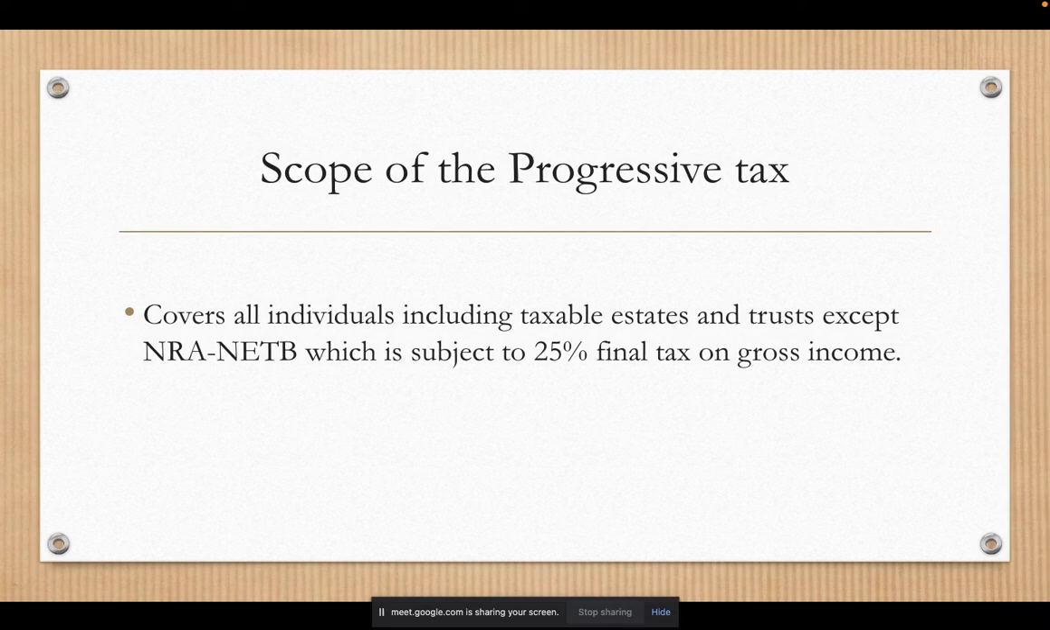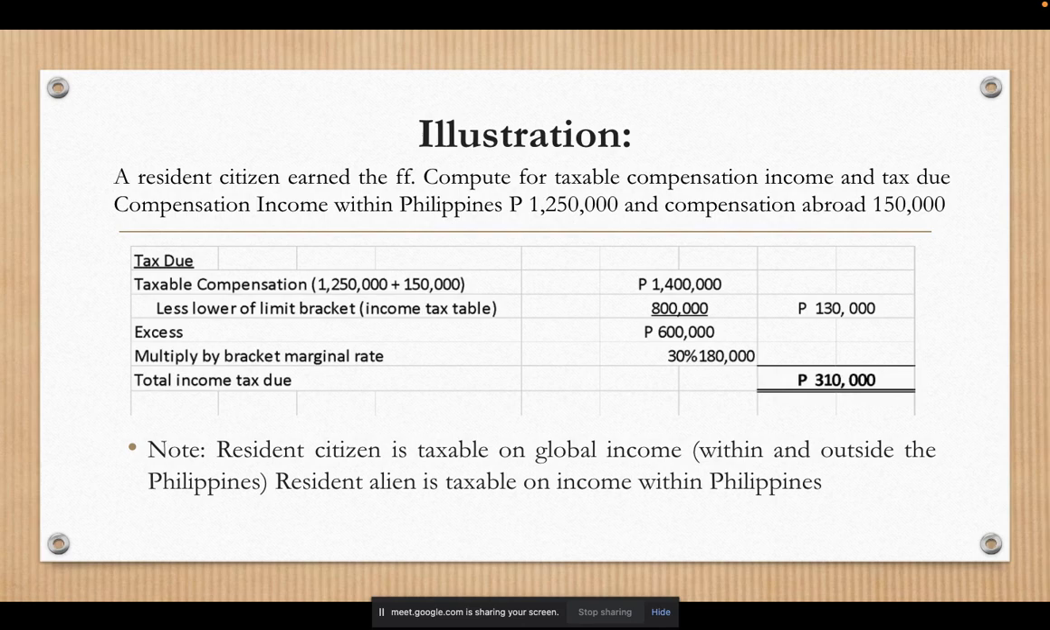So, the scope of progressive tax, it covers all individuals including taxable estates and trusts. Estates and trusts are taxed as if they are individuals. Okay, NRA and ATB is exempt. NRA and ATB meaning non-resident alien not engaged in trade or business, because they are subjected to 25% final tax on gross income, if you still remember our discussion earlier. All right. So let's take a look at an example. A resident citizen earned the following.